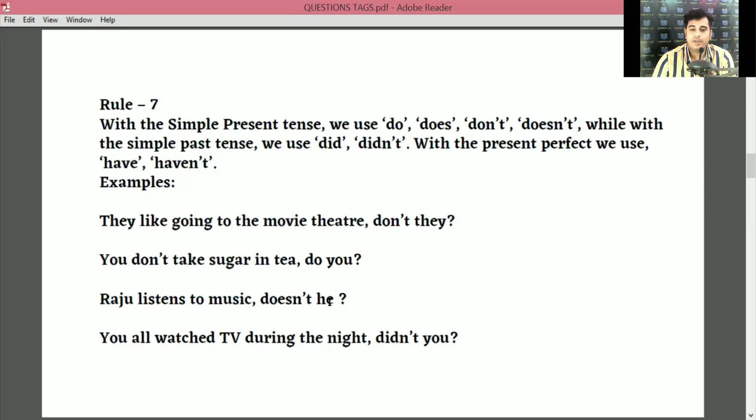Okay, one more thing I want to tell you. The pronunciation of 'he' becomes 'e' when it is in the middle or at the end of the sentence. Doesn't he? We speak it in a reduced way, not with a full 'he'. We speak in this way. You all watch television during the night, didn't you? We say didn't you in different ways. So we have three ways of pronouncing didn't: did not, didn't, didn't. Okay.